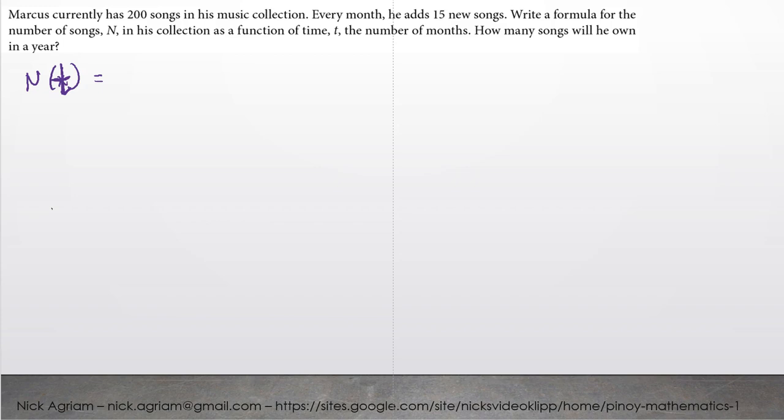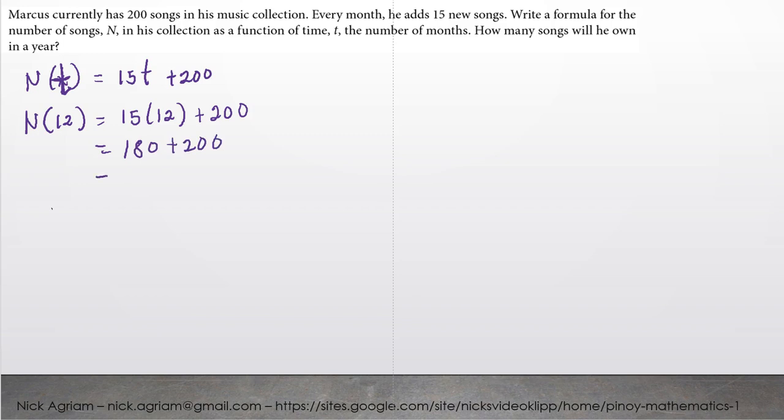How many songs will he own in a year? So we have 50 new songs every month, and he has already 200. So in a year, 12 months. We have 50 times 12 plus 200. 600 plus 200, that is 800 songs. That is n of 12.